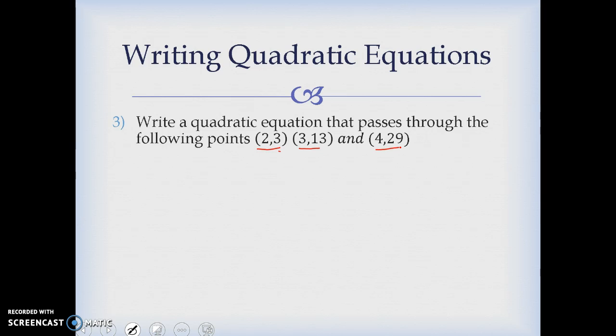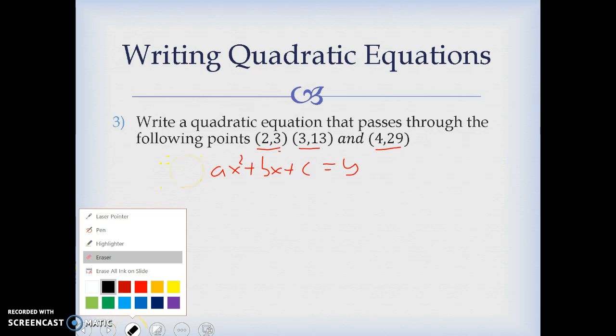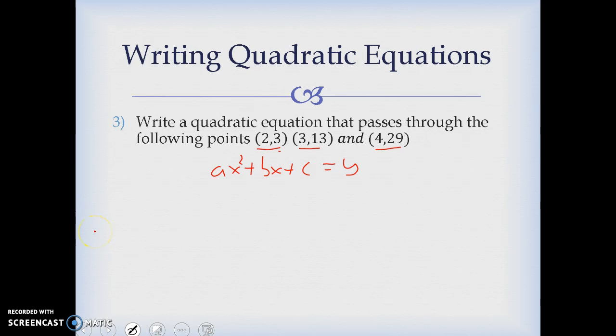We could start with our general equation, which is ax squared plus bx plus c, and instead of having the y equals on the left, I'm just going to put the y equals here on the right, and I'm going to then erase it over on this side. So what I'm going to do then is take these 3 points and plug all 3 points in for my x's and y's. I need 3 values. I need the a, the b, and the c.